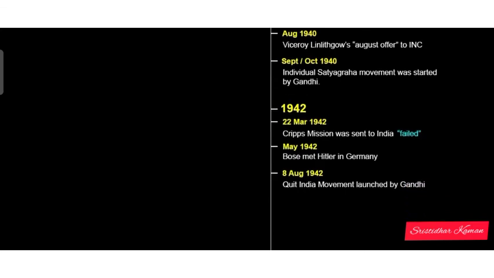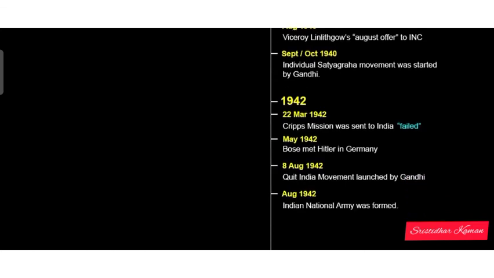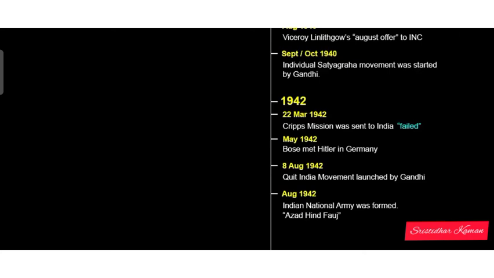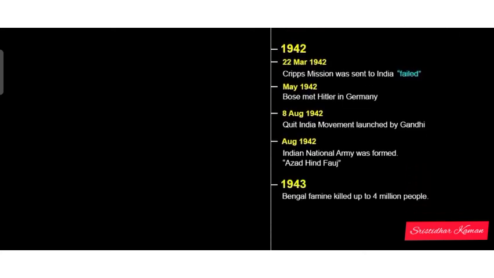Let's get back to the timeline. In August 1942, the Indian National Army was formed. It is also called Azad Hind Fauj. It consisted of British Indian soldiers who were captured by Japan. Indian National Army was formed with the help of Imperial Japan, and its aim was to secure independence for India from British rule. Although the army was formed under Mohan Singh, it was later on handed over to Netaji Subhash Chandra Bose. In 1943, the Bengal famine killed up to 4 million people.